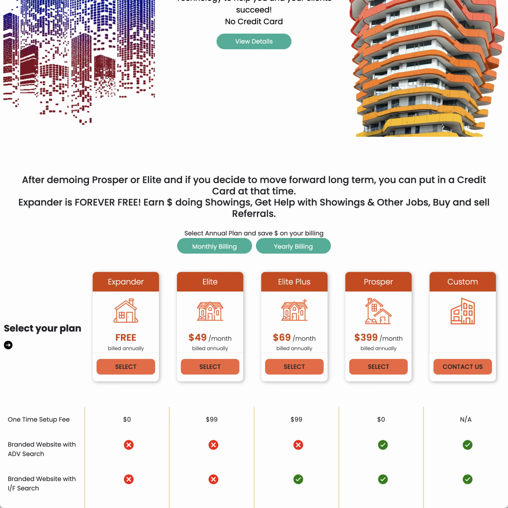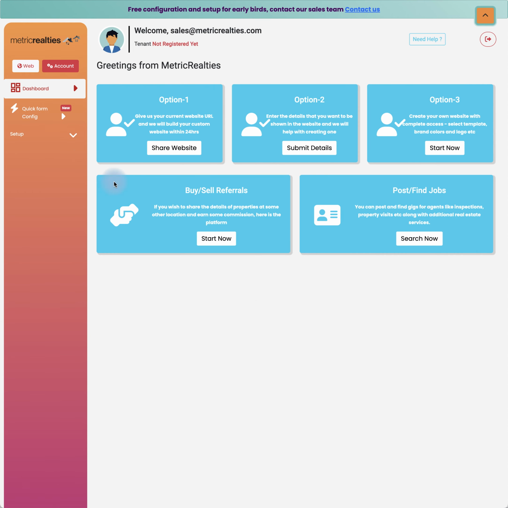So the great thing is that when you log in, you're going to have three options to design your website, agent dashboard, and user dashboard. The first option is simply share your current website. If you share your current website, we'll grab information from there and we'll send you over a new website that has Metric Realty's infused technology, and you can start using it.